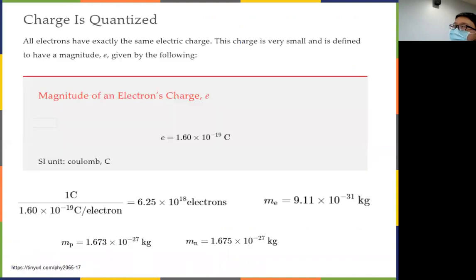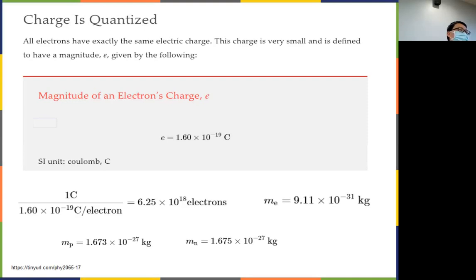Also, you might or might not know, but charge is not continuous, it's quantized. That means the amount of charge comes in a small increment of 1.60 times 10 to the negative 19 coulomb. That's the amount of charge an electron or a proton carries. We use e for this charge. An electron carries the negative of this amount, and a proton carries the positive of this amount: 1.6 times 10 to the negative 19 coulombs.